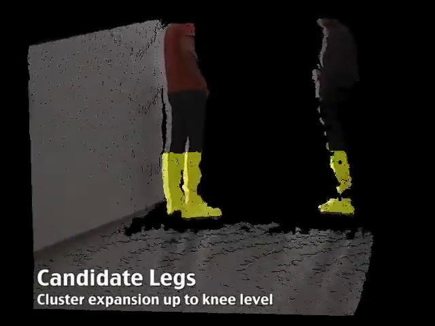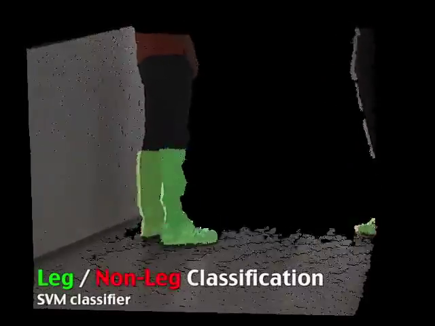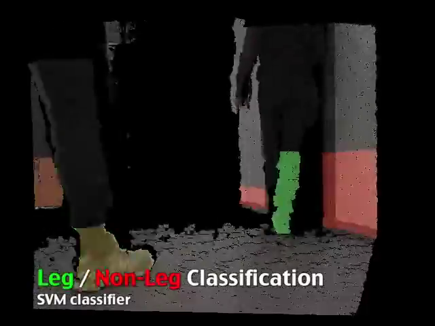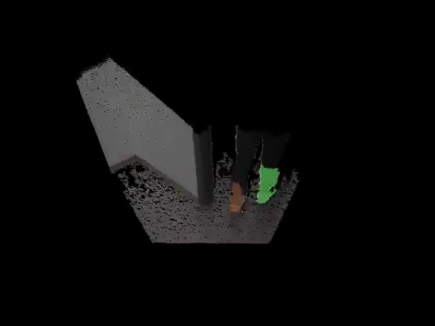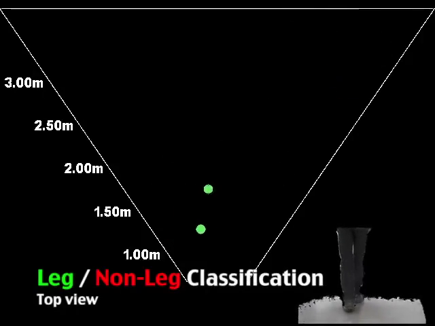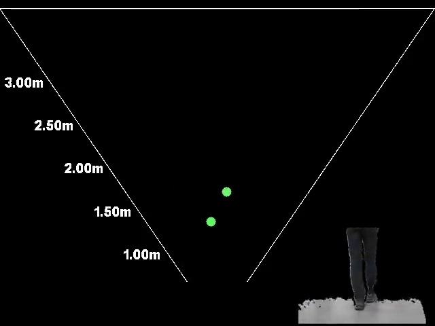In order to distinguish legs from other objects, we use a binary SVM classifier. For a given candidate, the input of such classifier is the histogram of oriented gradients of the candidate's rectified depth image. The output is the probability that the candidate is a leg. Here, green represents a high leg probability, and red a low leg probability.